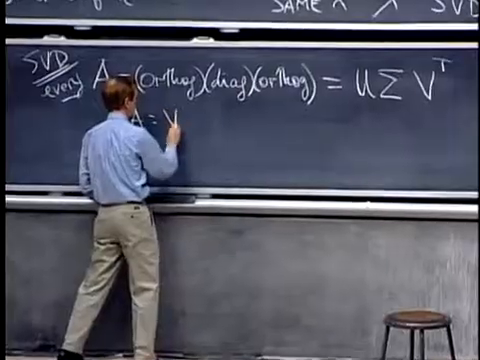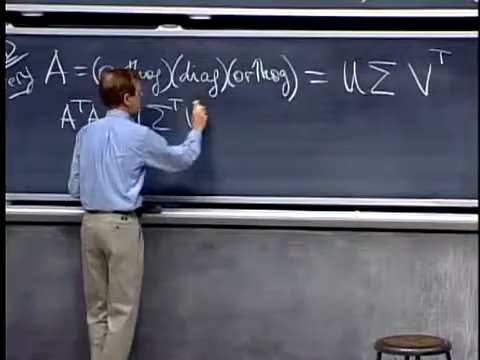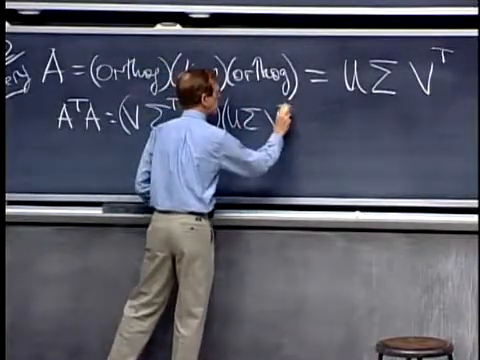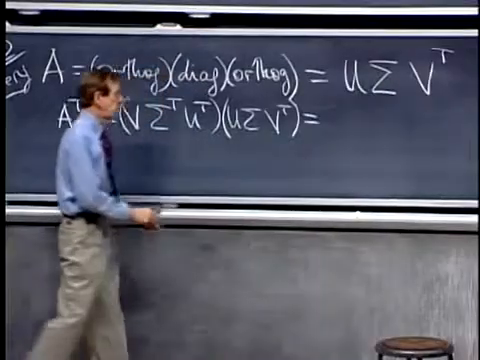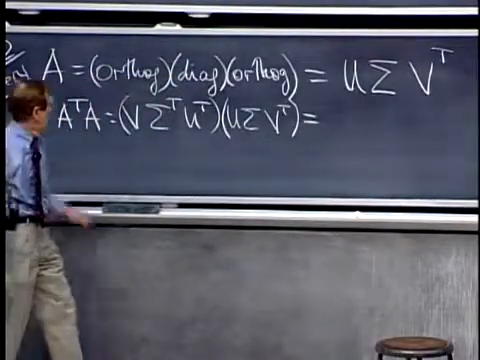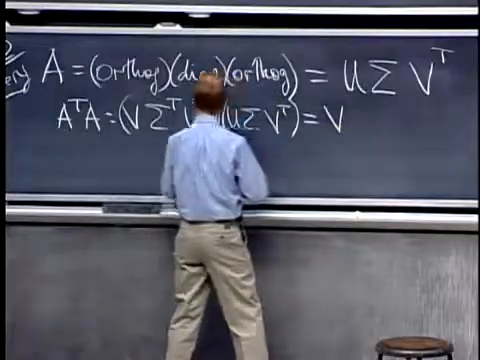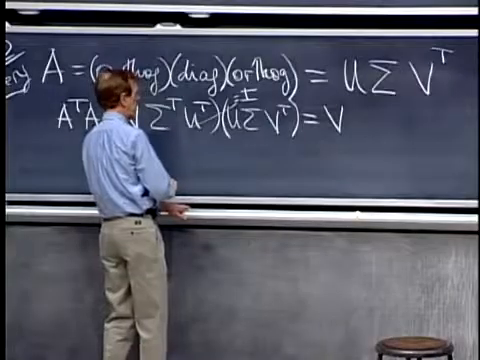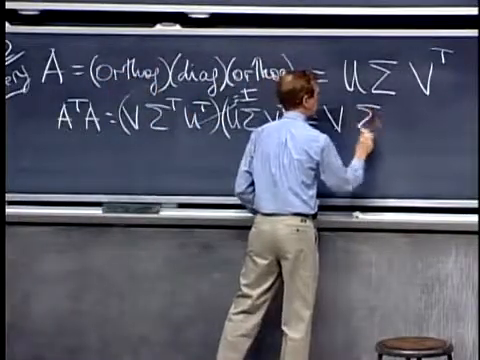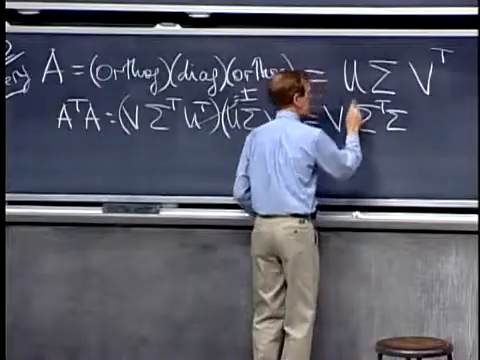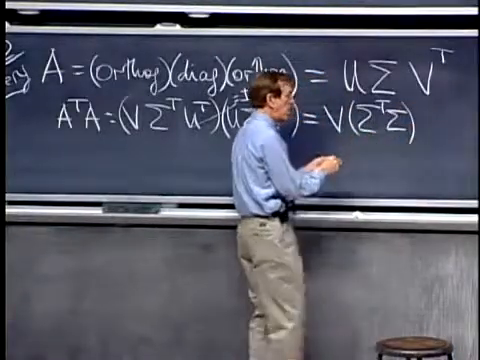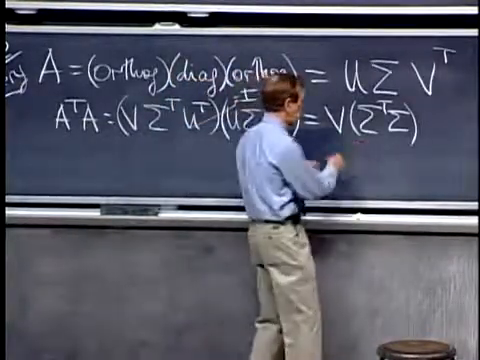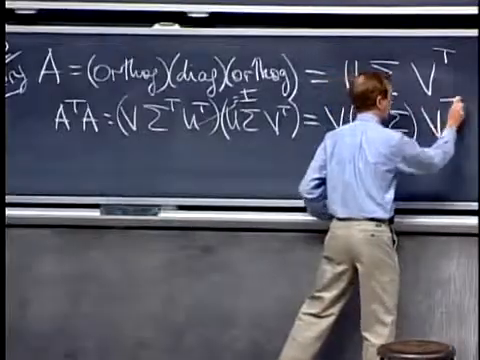If I just transpose that, I get V sigma transpose U transpose. That's multiplying A, which is U sigma V transpose. And the result is V on the outside. U transpose U is the identity because it's an orthogonal matrix. So I'm just left with sigma transpose sigma in the middle. That's a diagonal, possibly rectangular diagonal, times its transpose. So the result is orthogonal, diagonal, orthogonal.